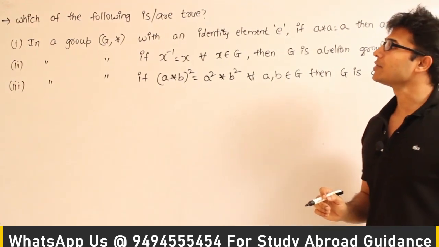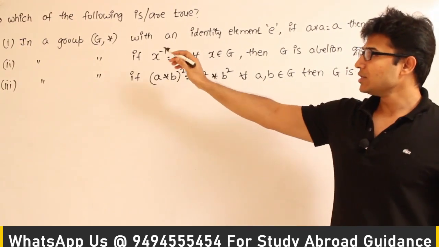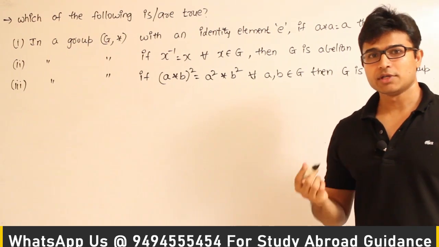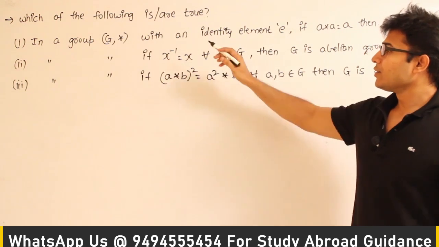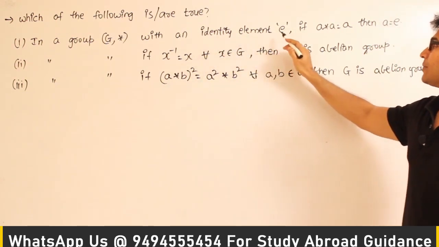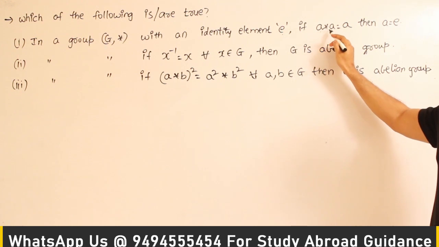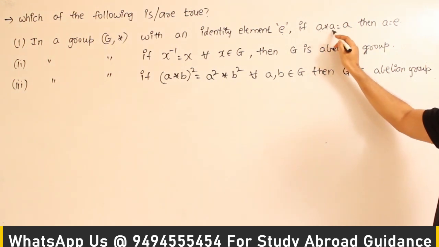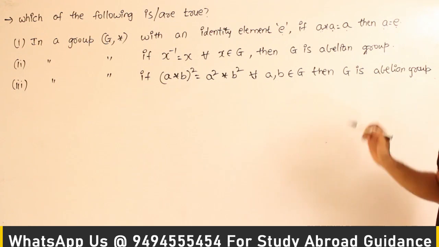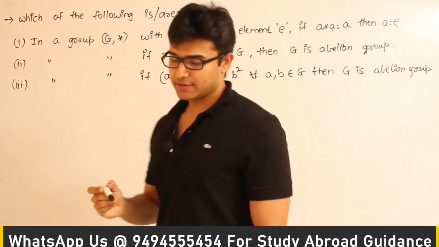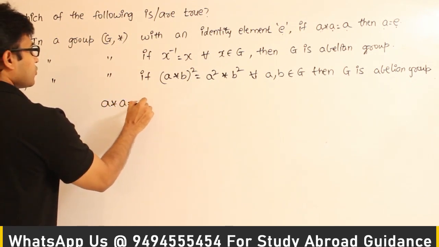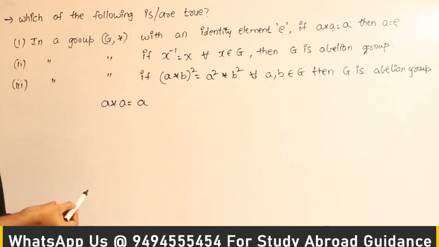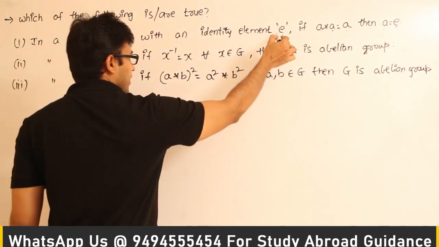Now see this first statement, in a group (G, star). They are talking about the group, therefore I can use all those properties happily. In a group (G, star) with an identity element E, if A star A equals A, then A equals E. We are supposed to prove this. They are saying that A star A happens to be A, then we are supposed to show that A equals E, right? And also they have given that E is the identity element.